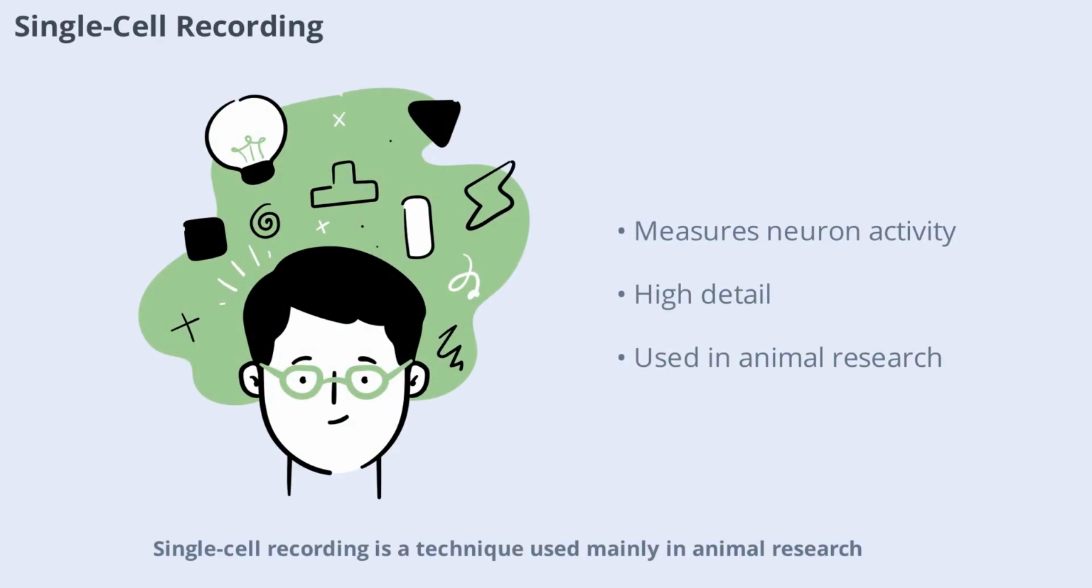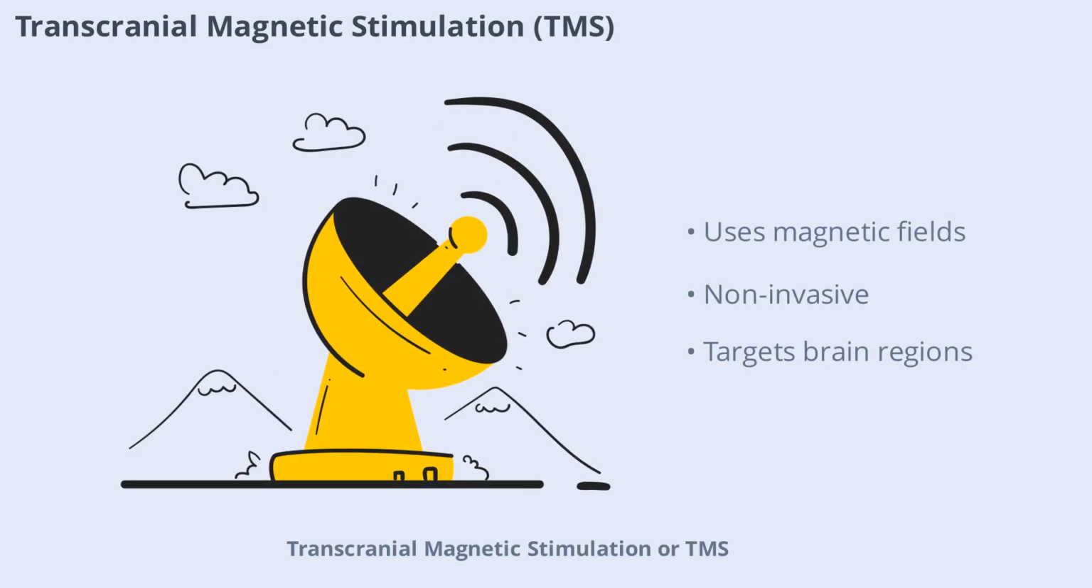Single-cell recording is a technique used mainly in animal research, where tiny electrodes are inserted into the brain to measure the activity of individual neurons. This method provides incredibly detailed information about how specific cells respond to stimuli. While it's invasive and rarely used in humans, single-cell recording has been crucial for understanding the neural basis of perception, movement, and learning.